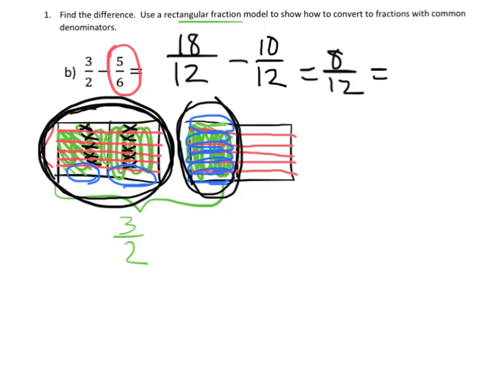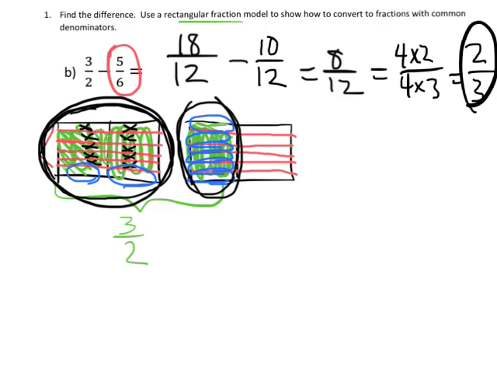And because we know how to simplify fractions, that's 4 times 2, and this is 4 times 3, so that is equal to 2/3. So our final answer is 2/3. Now that's one way to do this problem. There's others, but I'm showing you just one.